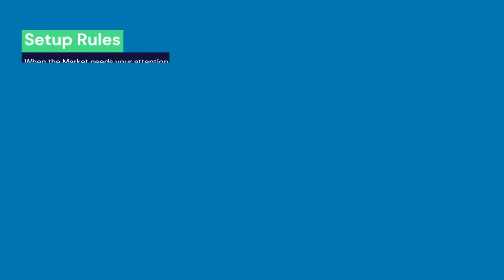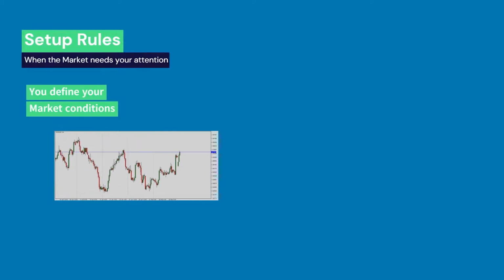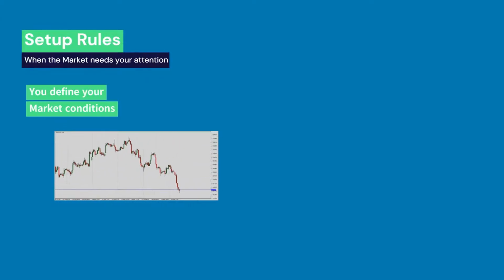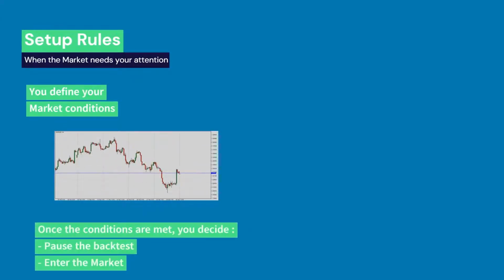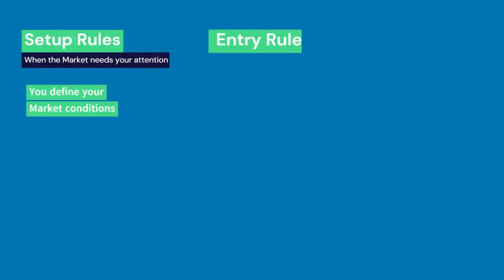First, the setup rules. They are used to define your own market conditions, based on indicator values, price patterns or values, logical comparisons, and so on. Once filled, you can pause the backtest to evaluate the setup or automatically enter the market.